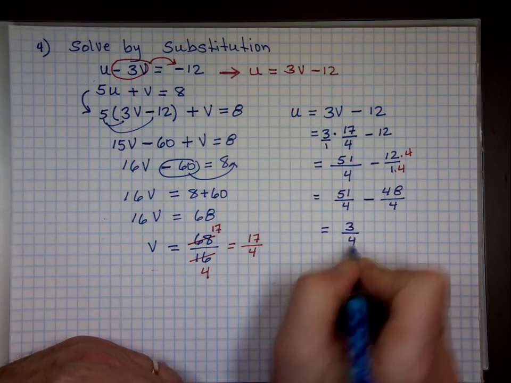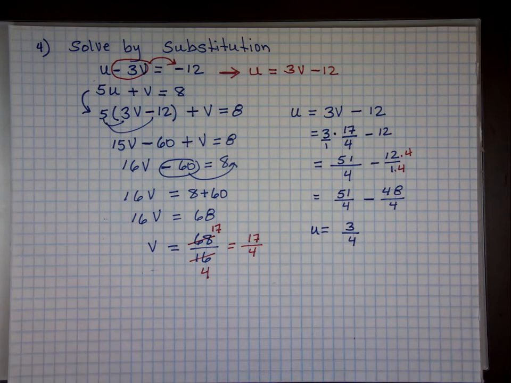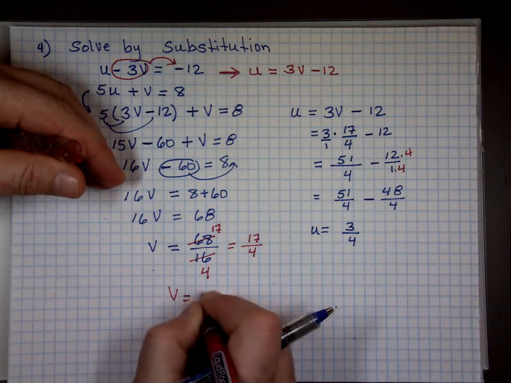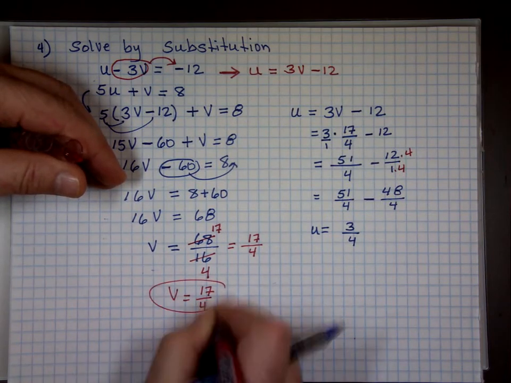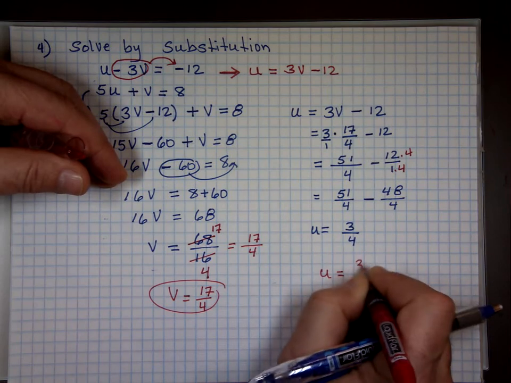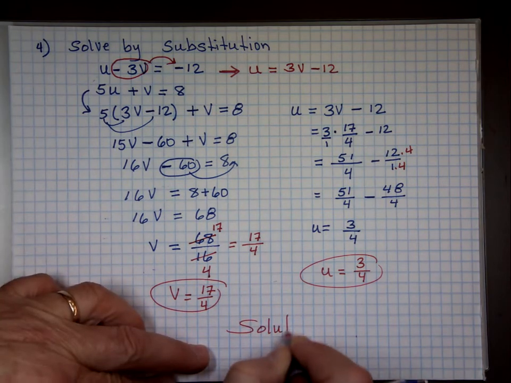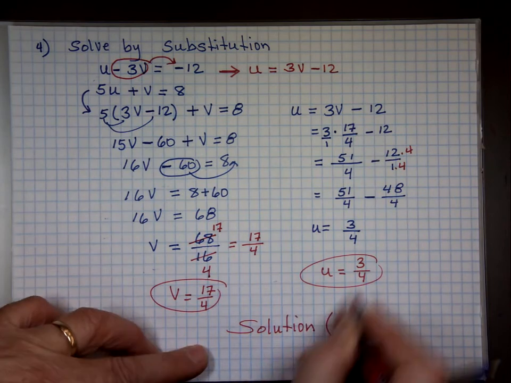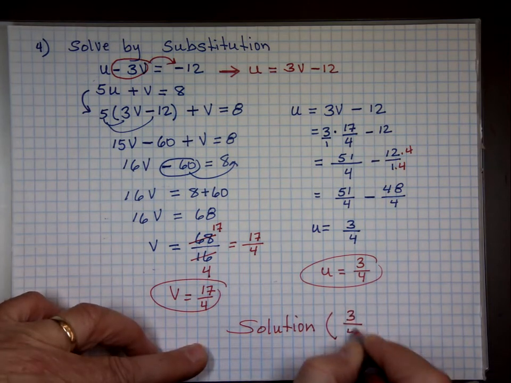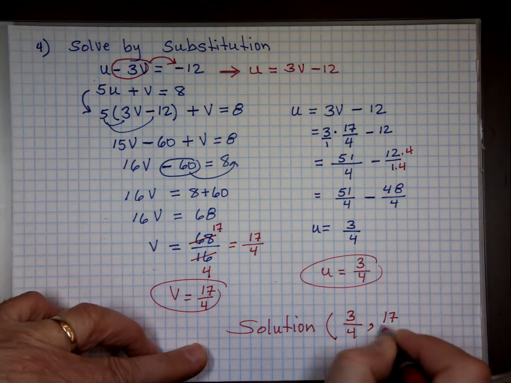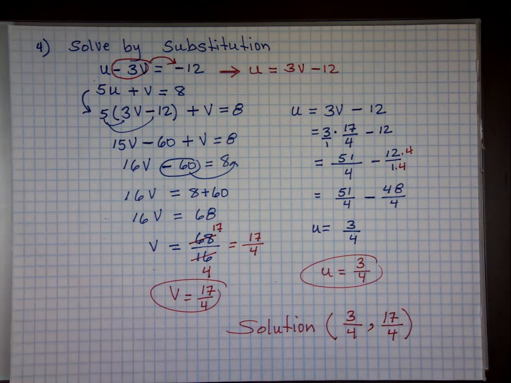Now you got to write your answer. We know V equals 17 over 4. We know U equals 3 over 4. Which one are you going to write first? Why U? Alphabetical order, correct. U comes before V, 3 over 4, comma, 17 over 4. If you reverse them, you got it wrong. So always write them in alphabetical order.